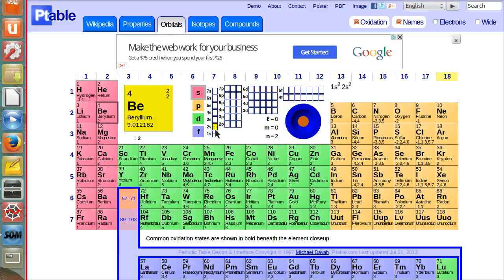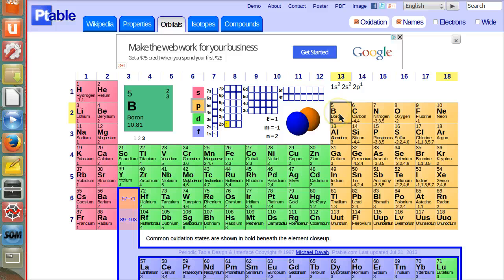In fact, that's the outermost occupied energy level. And notice now that I have 2 in that. Now let's count all these arrows up. 1, 2, 3, 4. That's 4 total electrons. And my atomic number of beryllium is 4. Now the atomic number is the number of protons, but in a neutral atom it's also the number of electrons.